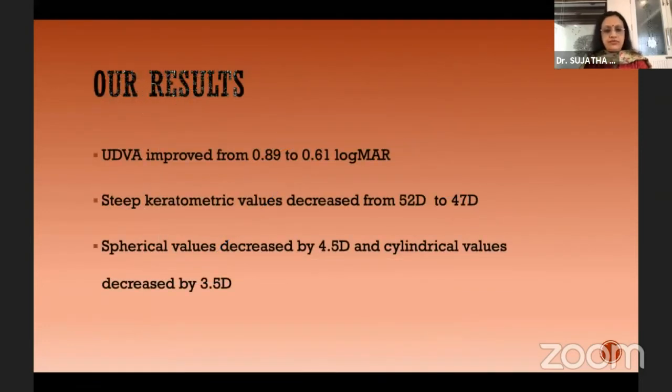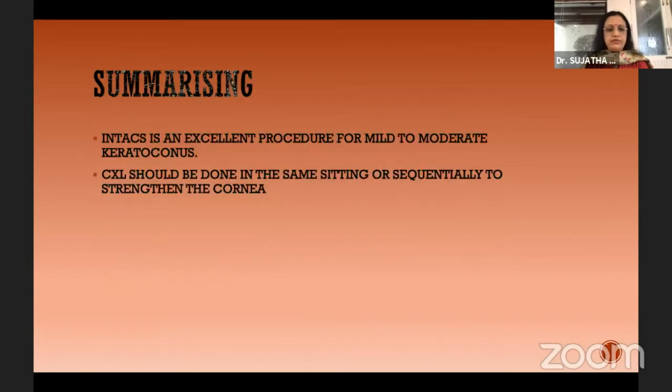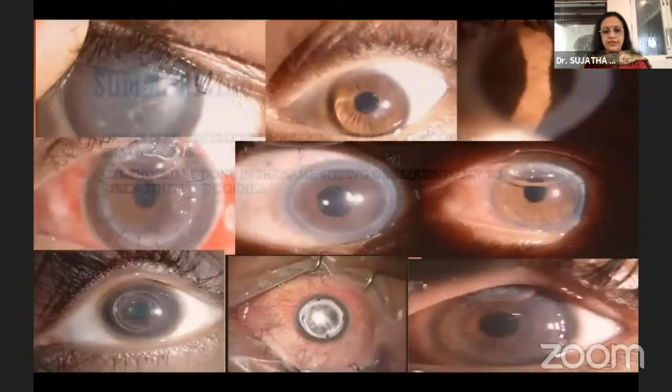So our results were very good, with uncorrected visual acuity improved from 0.89 to 0.61 logMAR. Steep keratometric values dropped from 52 to 47. Spherical values decreased by 4.5 diopters. And cylindrical values decreased by 3.5. So intacts is an excellent procedure for mild to moderate keratoconus. Cross-linking should be done in the same sitting or sequentially to strengthen the cornea.